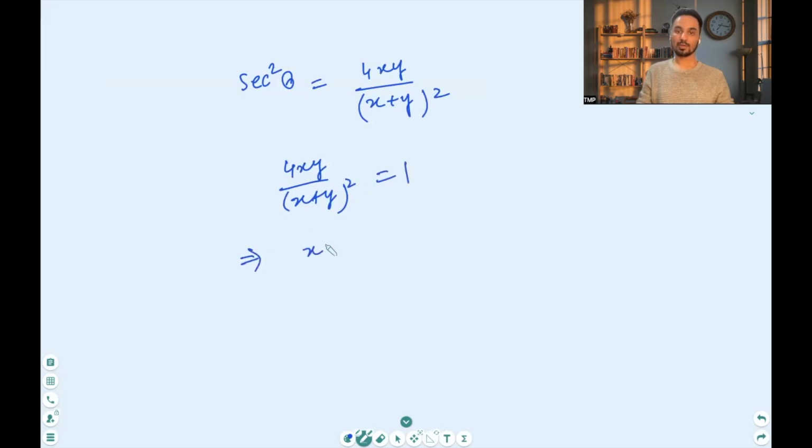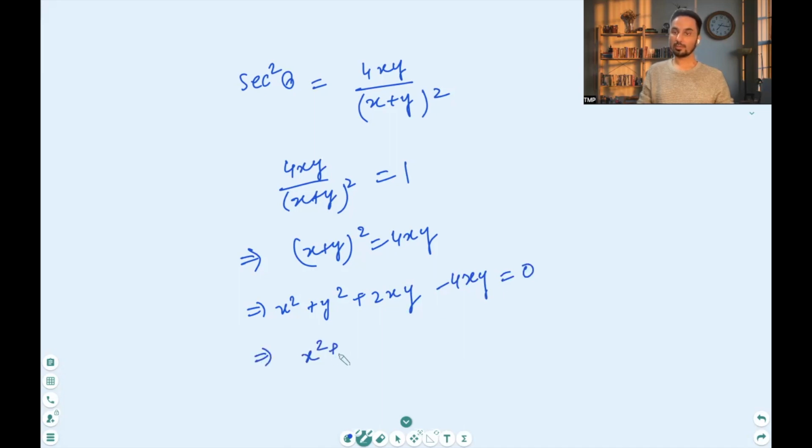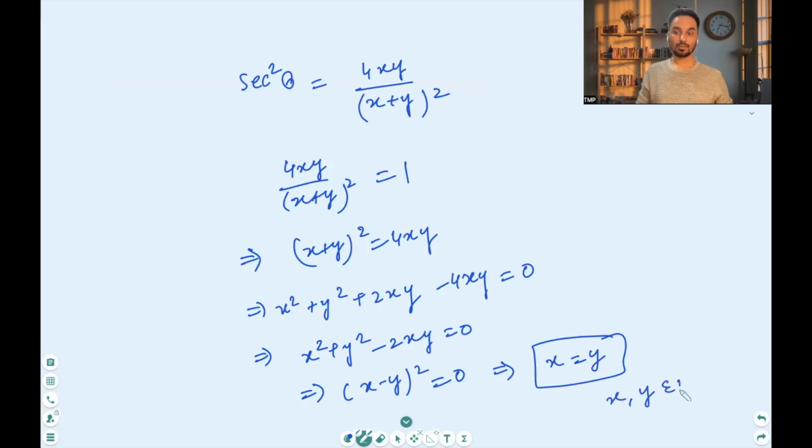And if you simplify this, you'll get (x+y)² equals 4xy, or x² + y² + 2xy − 4xy equals 0. If you simplify it further, you'll get x² + y² − 2xy equals 0, which can be written as (x−y)² equals 0. That means x is equal to y, where x and y both belong to positive real numbers. So sec² θ can be equal to 4xy/(x+y)² when x is equal to y.